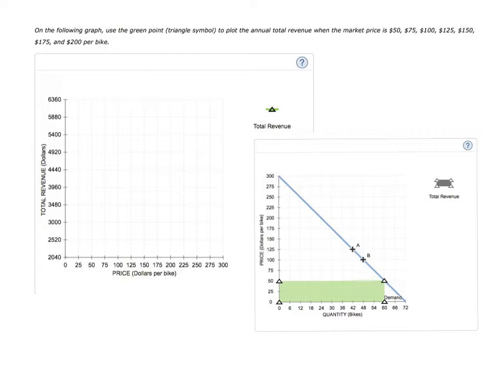So the next piece of this question asks you to plot total revenue when the market price... Sorry, the deer are hanging out outside my house tonight and the dogs will not shut up.